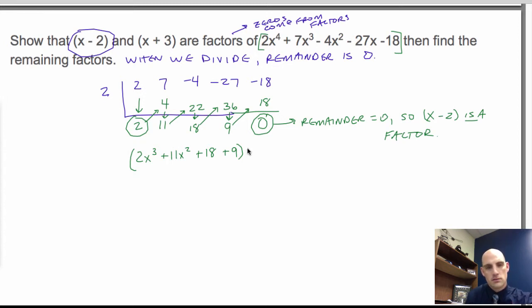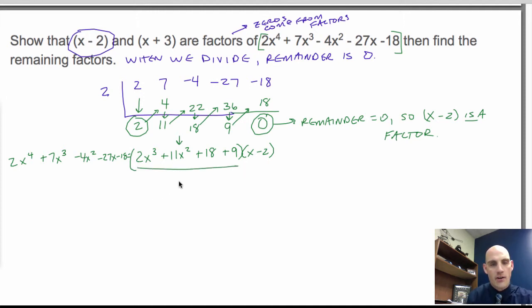This polynomial now is equal to my original 2x to the 4th plus 7x cubed minus 4x squared minus 27x minus 18 equals what I got times x minus 2. Well, what I'm going to do is I'm now going to take out an x plus 3. Well, I don't have to start with my original. I can go to this because this is part of my expression, but it's just times x minus 2 would give me my original. So I'm going to use this now in my synthetic division.